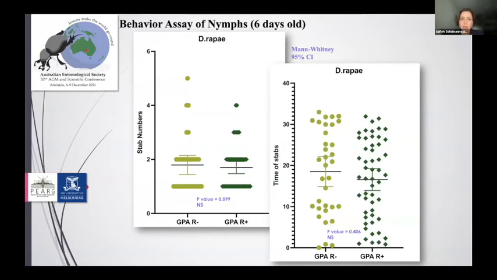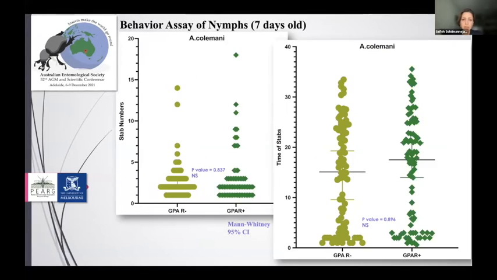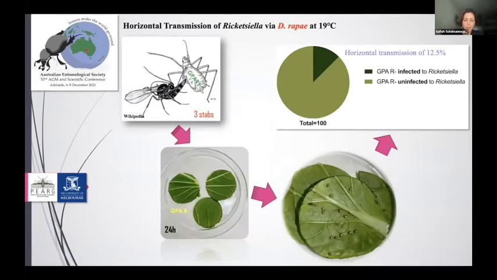After analyzing the data, we saw that for the Rapier, there is no significant effect of Rickettsia on the number of stabs or the timing of stabs. The result is consistent for the Colemanni as well, and Rickettsia didn't affect this behavior for both parasitoid wasps. We wanted to check if the Rapier can transmit Rickettsia horizontally in GPA lines.